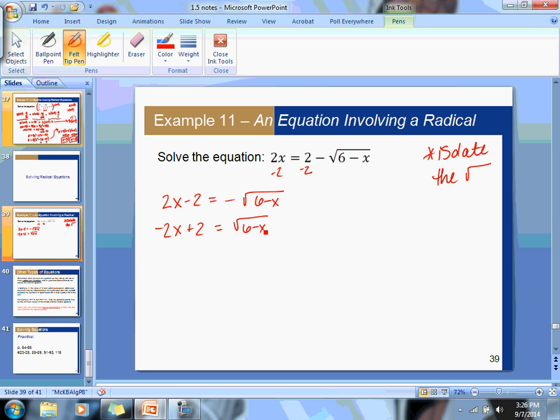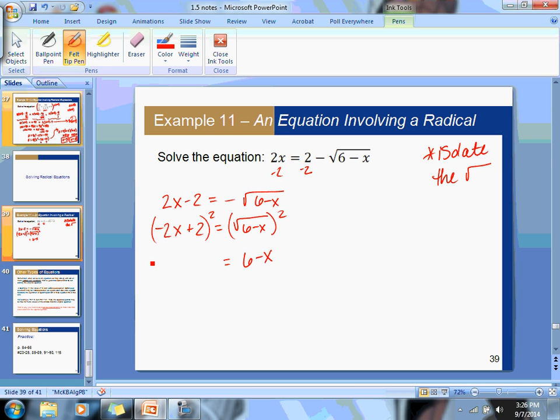Now I know there's still stuff inside the radical. That's fine. That doesn't have to be by itself. But I just need the radical to be alone. So I got rid of the 2. I got rid of that negative in front of it. And now I can square both sides. And when I square both sides, I have to square the right side and the left side collectively, not squaring individual terms. Okay, so when I square my radical, that radicand just pops out.